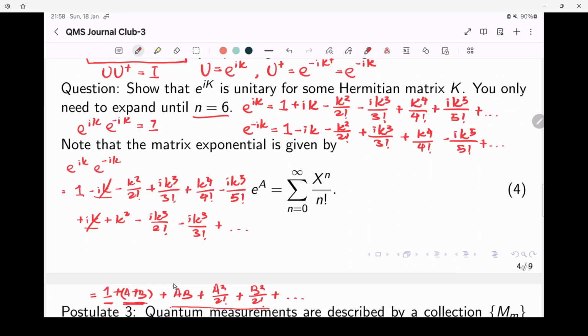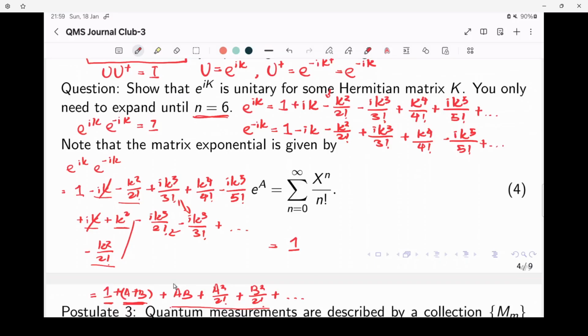So k squared term, you have 1 here, but you have half here, but you have 1 here. So the other half is when this term multiplied with your identity. So you have minus k squared over 2 factorial again. So these three k squared terms cancel off each other. And then you identify your k cube terms and see how they cancel off each other. Eventually, you should be able to get just identity based on your expansion until n to the power of 6. N equals 6, sorry.